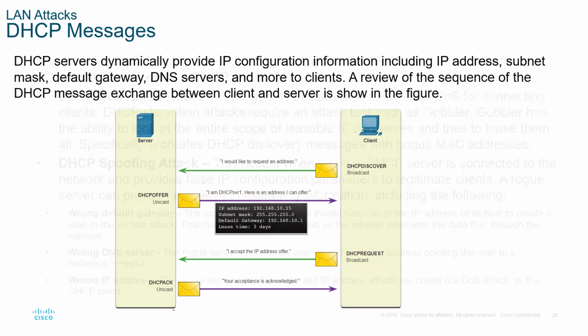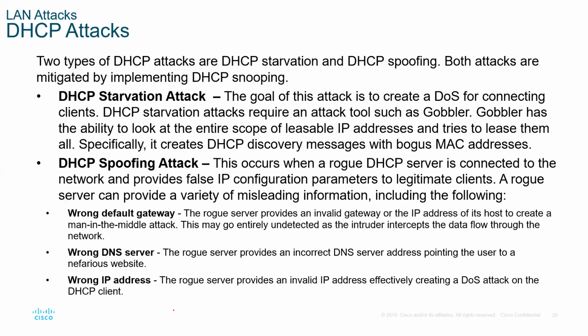Now, looking at the attacks, we have two types: DHCP starvation and spoofing attacks. Both are mitigated by implementing DHCP snooping. The goal of a starvation attack is to create a denial of service for connecting clients. It requires a tool called the Gobbler, which looks at the entire scope of available IP addresses and tries to lease them all, creating discovery messages with bogus MAC addresses.